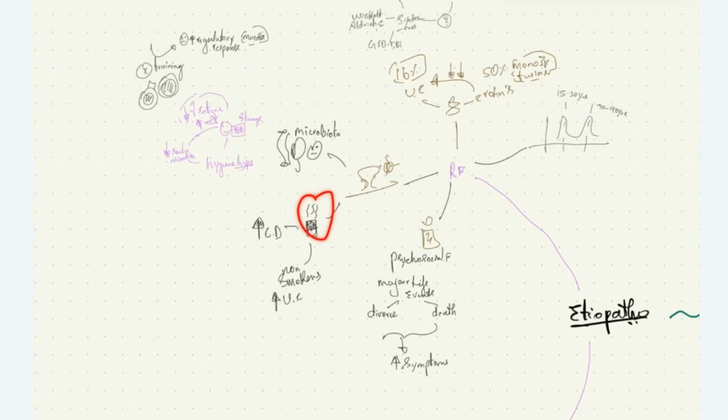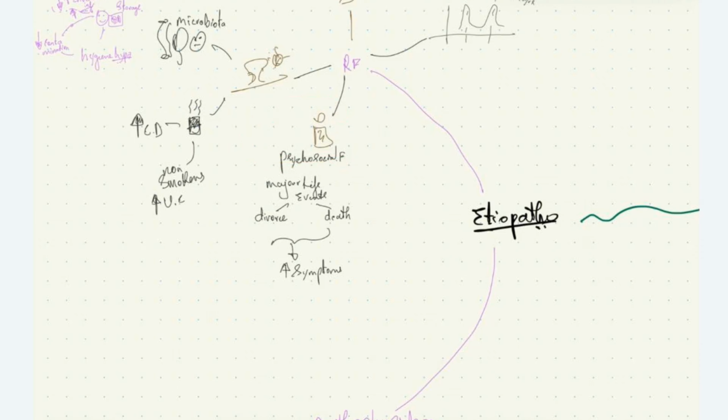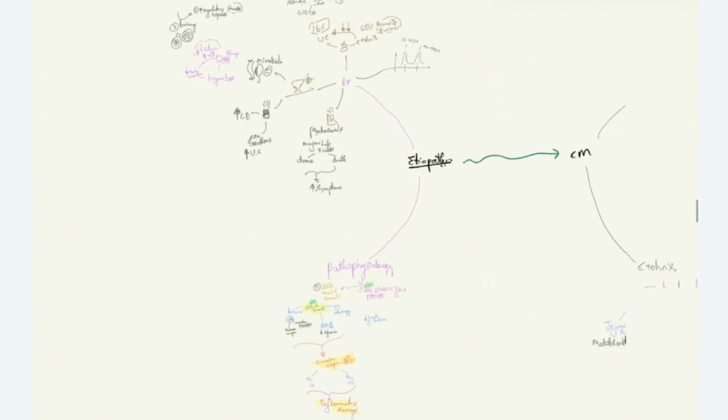Then we have smoking as one of the risk factors for inflammatory bowel disease, where we see an increased risk of Crohn's disease, and the risk of ulcerative colitis is seen more in non-smokers. Then we have psychosocial factors implicated in causing inflammatory bowel disease. In case of major life events like divorce and death, we see increased symptoms of Crohn's and ulcerative colitis in patients. So psychosocial factors have been implicated as risk factors for inflammatory bowel disease.